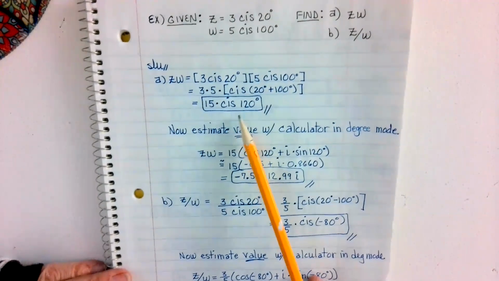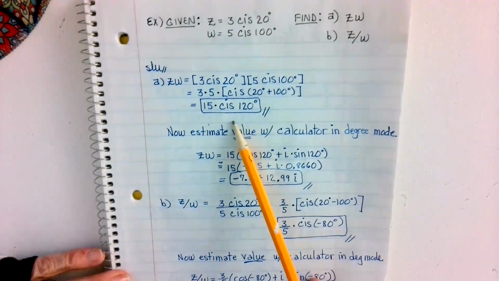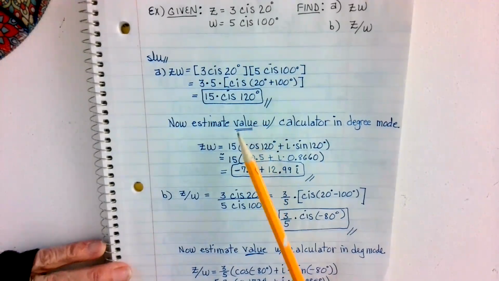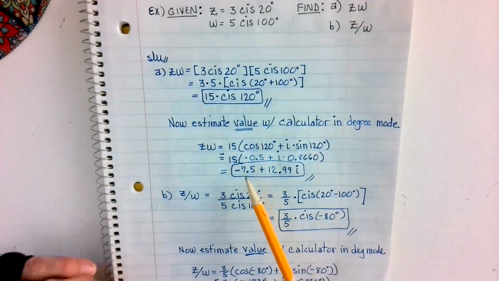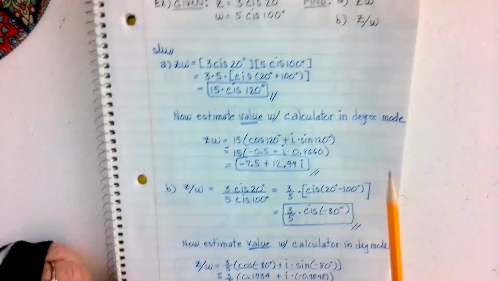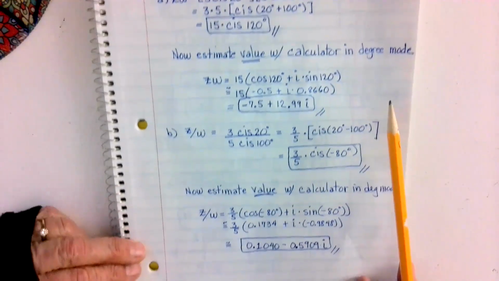So it's interesting. We found the product here in polar form, and I didn't specify the form, so I gave both forms. Here it is in polar form, and when we evaluate cis 120 degrees and distribute the multiplication by 15, we get the rectangular form.